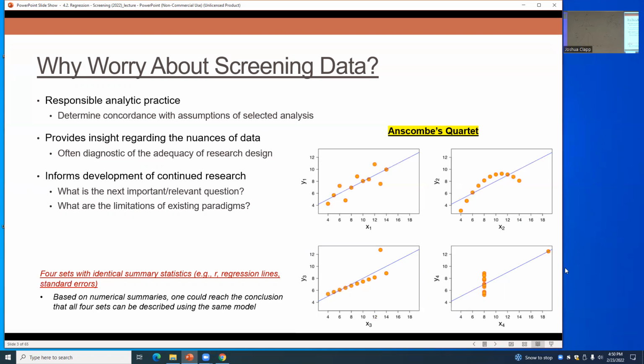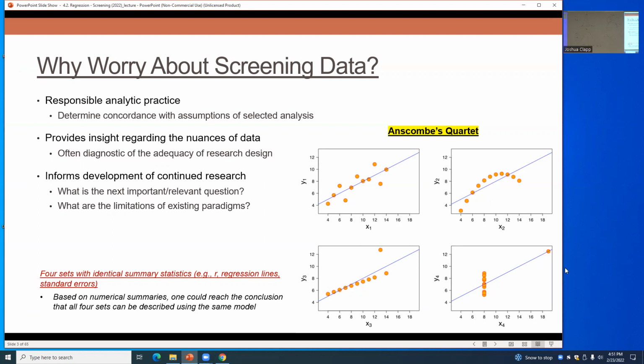Anscombe's quartet, we've got 4 sets of bivariate data that have identical summary statistics. The correlation is identical, the regression lines are identical, standard errors are identical across all of these sets, right? If I were to just run my analyses, I would get the exact same inference across all of these sets. But these are very, very different, right? Allie, what's going on in this first panel here?